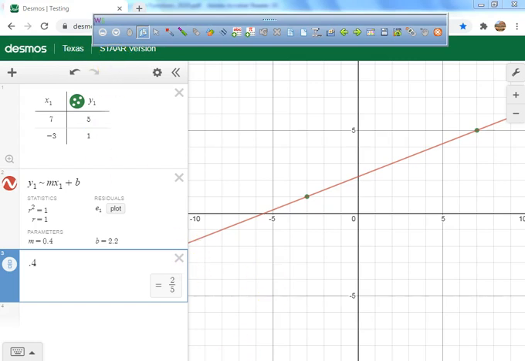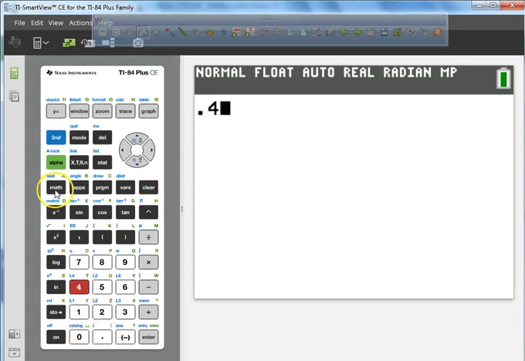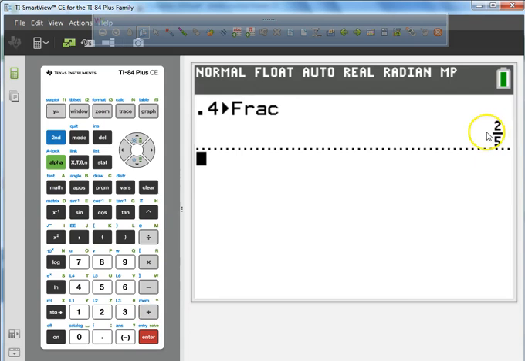Now, in the graphing calculator, which you're also allowed to use, if you type in 0.4, you go over to where it says math. You guys see where it says math right there? You click on it, and you change it to a fraction. You just press enter and enter, and it changes it to your fraction. So it'll change any decimal to a fraction.